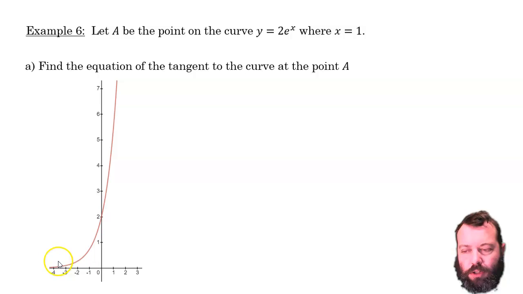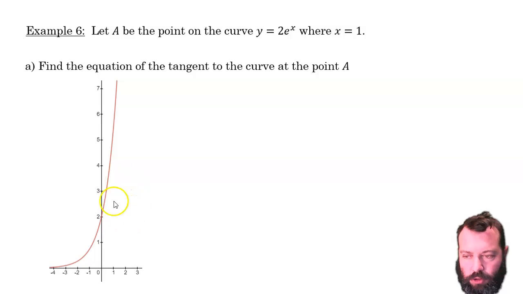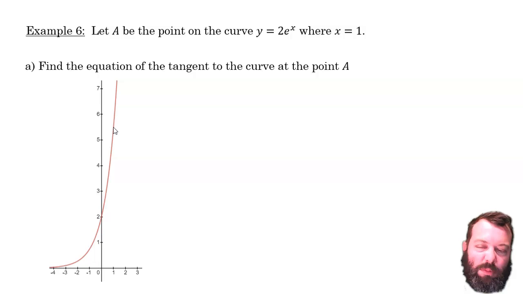So this is what the curve looks like. Something a little bit like this anyway. There's my exponential. And if x were equal to 0, then e to the 0 would be 1, and y would be 2 times 1 equals 2. So you can see that y-intercept there. The point A is going to occur when x equals 1, so it's going to be up here somewhere. Point A will be up here. I should probably have put a dot there and labelled it, but well, it's a bit late now.